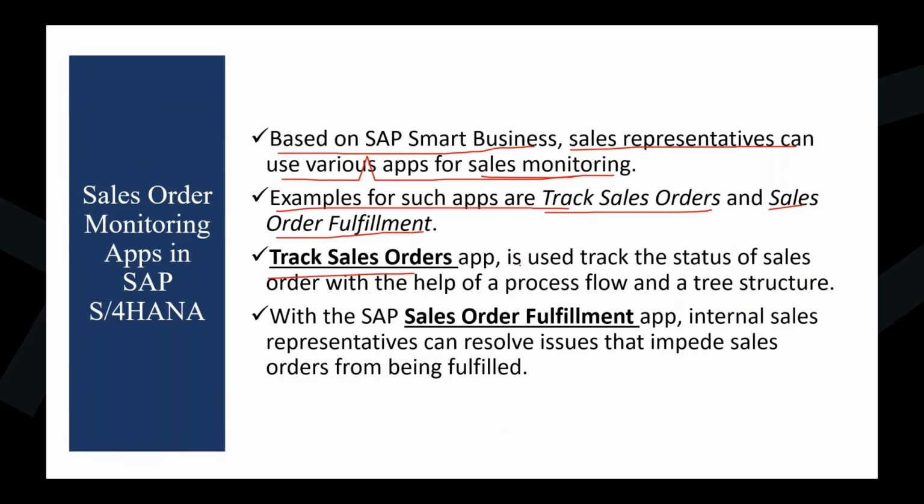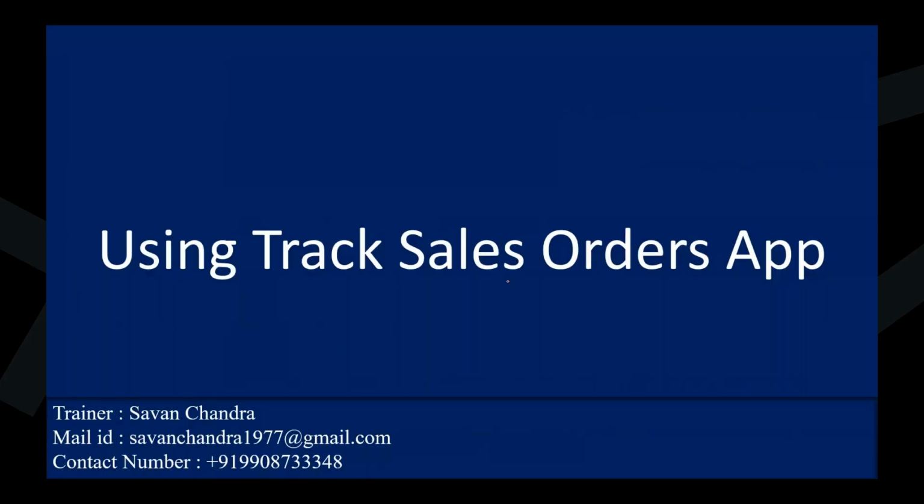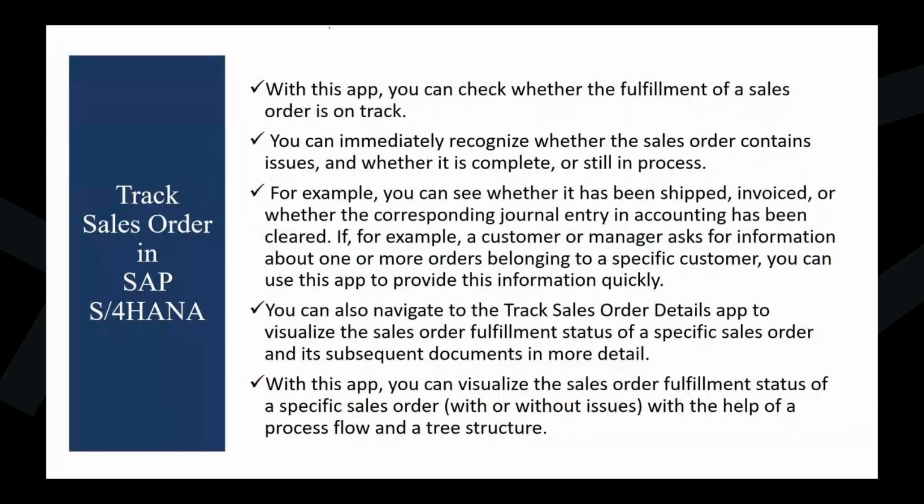The Track Sales Order app is used to track the status of a sales order with the help of a process flow and trace structure. Okay. And with the SAP Sales Order Fulfillment app, internal sales representatives can resolve issues that impede sales orders from being fulfilled. So these are the two apps basically. So first we will start with using the Track Sales Orders app. With this app, you can check whether the fulfillment of a sales order is on track or not.